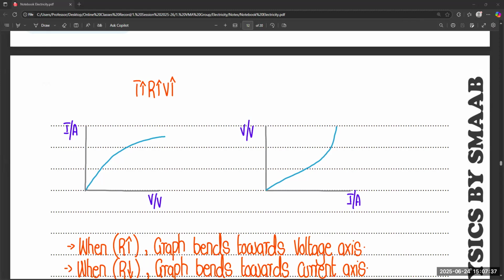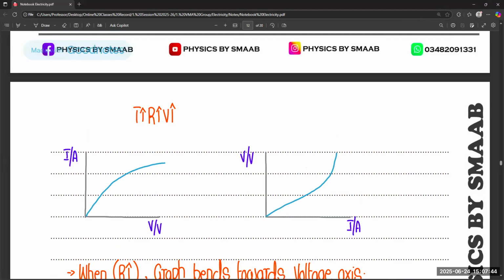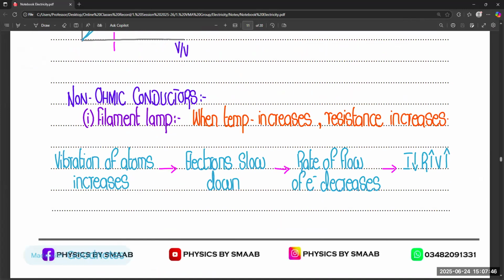Okay, last time we discussed the graphical representation and the concept of non-ohmic conductors. The first non-ohmic conductor is the filament lamp, and there are some other non-ohmic conductors in our syllabus, but we only discussed one last time, that is the filament lamp. And the second non-ohmic conductor is the thermistor.